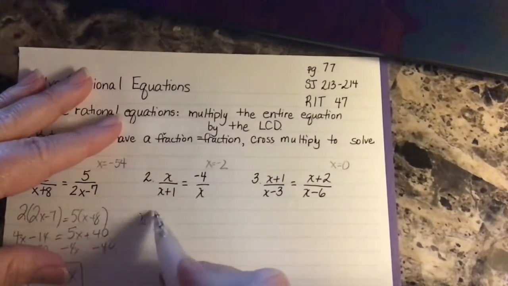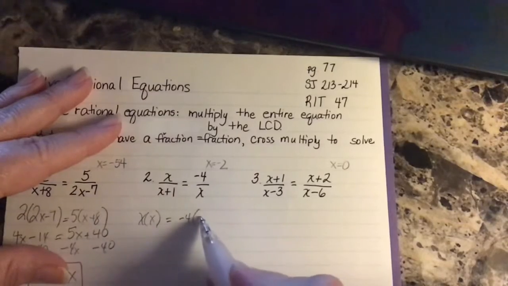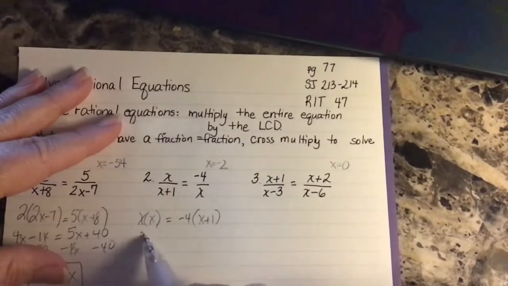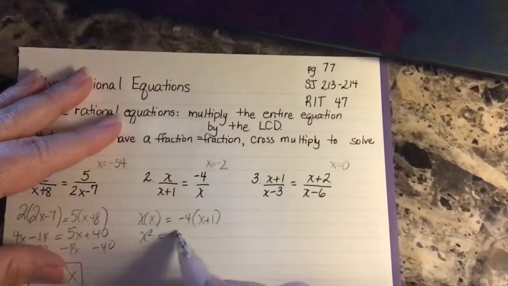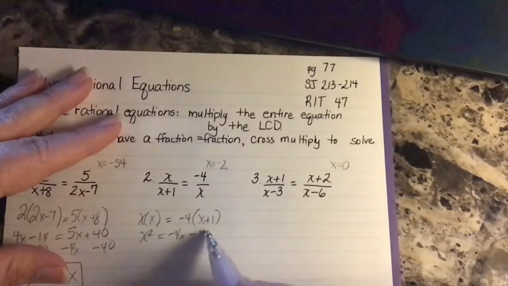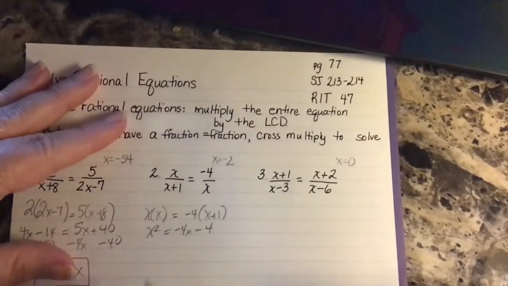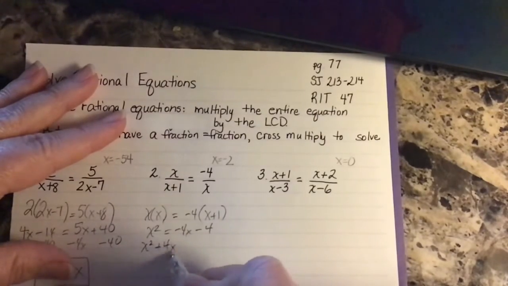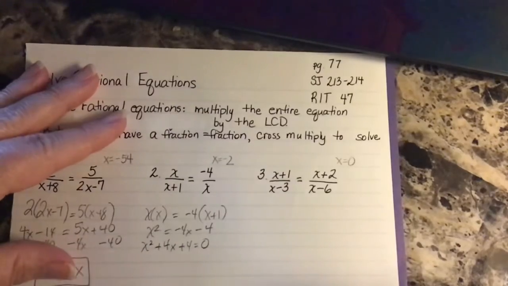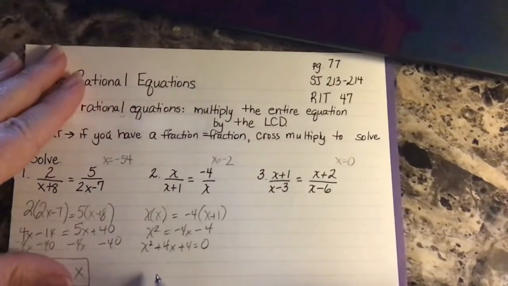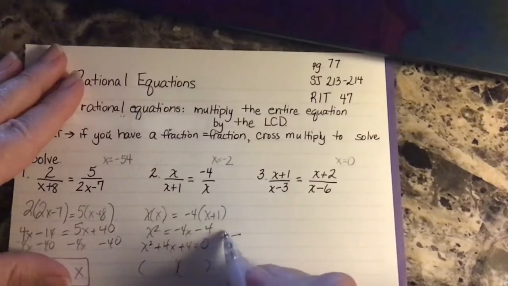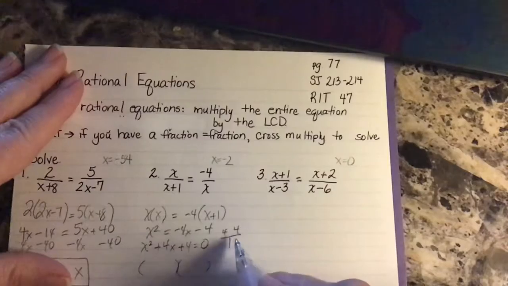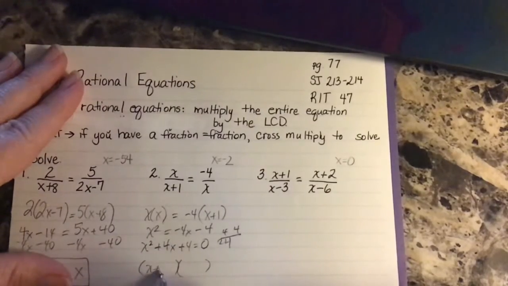X times x equals negative 4 times x plus 1. Notice when we did the first one, we got a linear equation, but this time I got a quadratic equation. So now I'm going to add 4x and add 4. So x squared plus 4x plus 4 equals 0. Can I factor this? Can I find factors of a times c that will give me a sum of b? Yes, 2 times 2. So x plus 2 times x plus 2 equals 0.